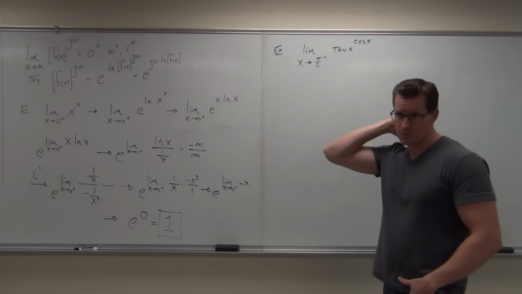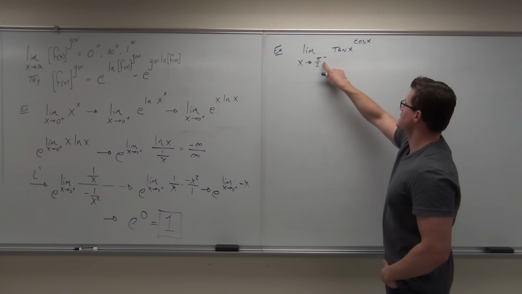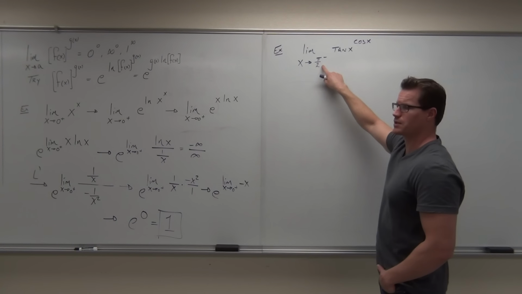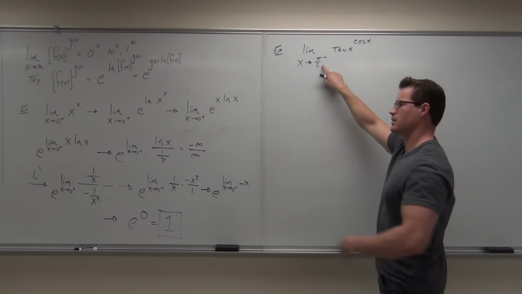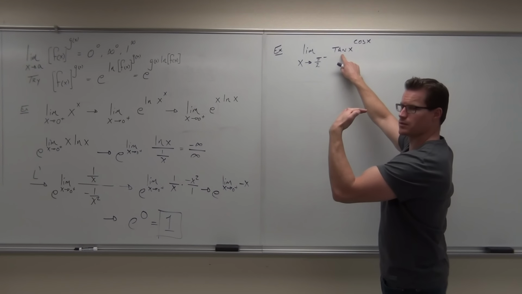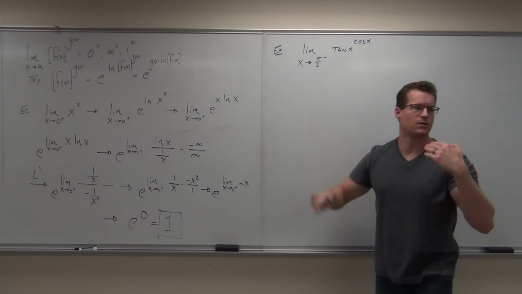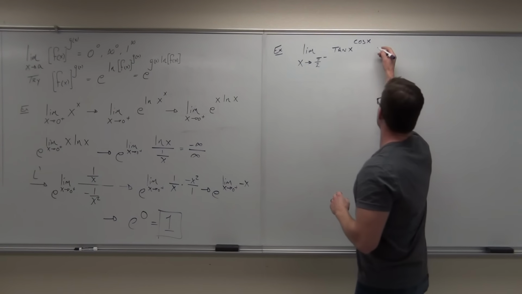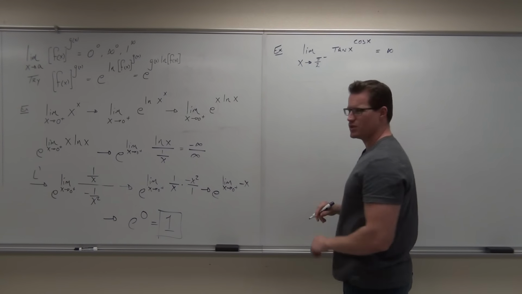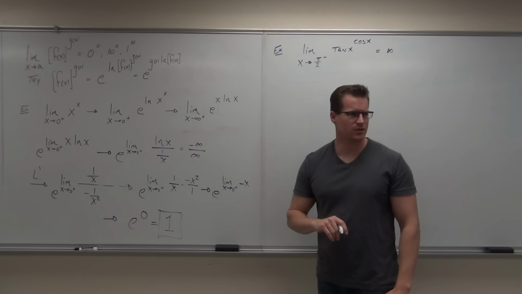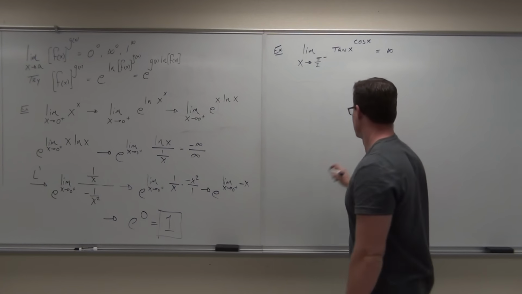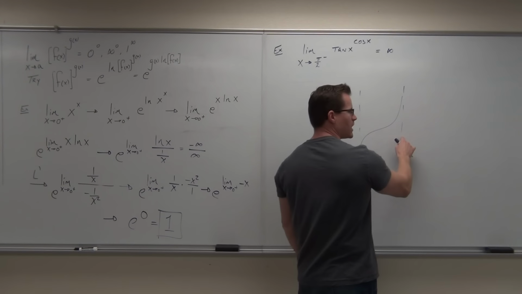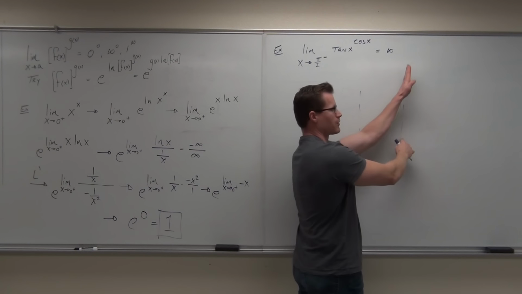Plug in the pi over 2 and see if it works. What's tan pi over 2 from the left? Not to the left, from the left. This way. What happens here? Positive infinity, that's right. Do you know the graph of tangent? Do you have any idea what it looks like? This is pi over 2 from the left.